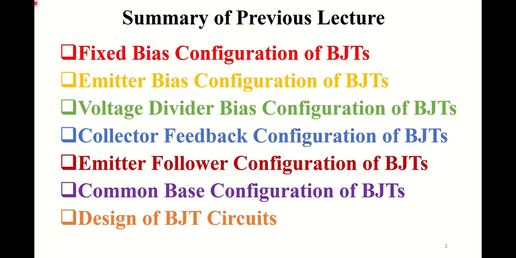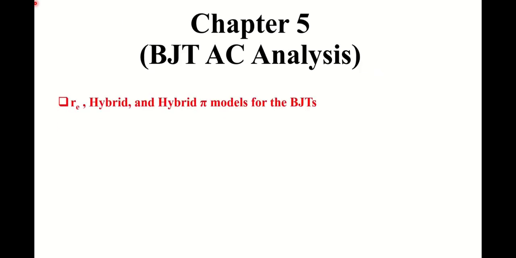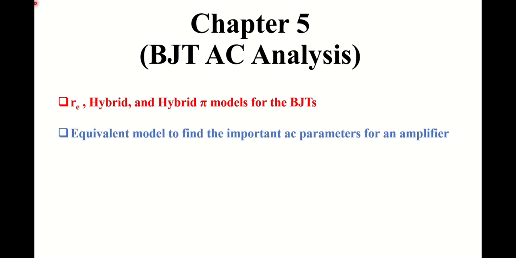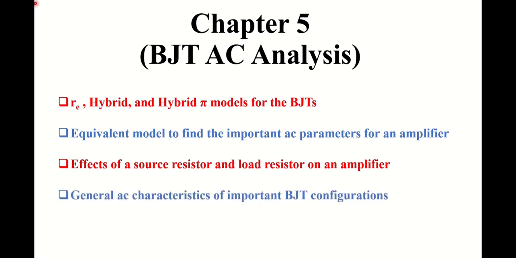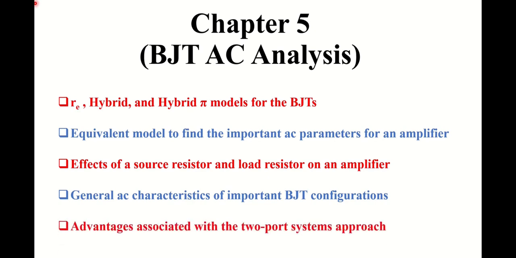In chapter number 5, our goal will be to become familiar with RE, hybrid and hybrid pi models of BJTs. We will learn to use the equivalent model to find the important AC parameters for an amplifier. We will understand the effects of a source resistor and a load resistor on the overall gain and characteristics of an amplifier. We will become aware of the general AC characteristics of a variety of important BJT configurations. And finally, we will learn about the advantages associated with the two-port systems approach to single and multi-stage amplifiers.